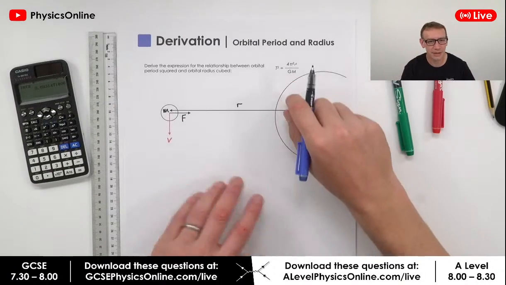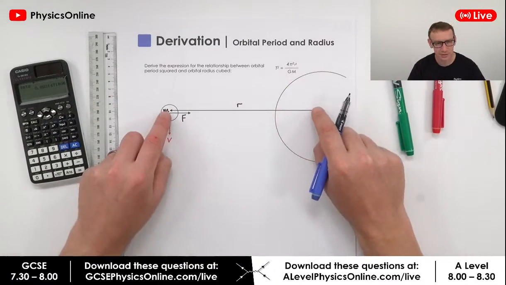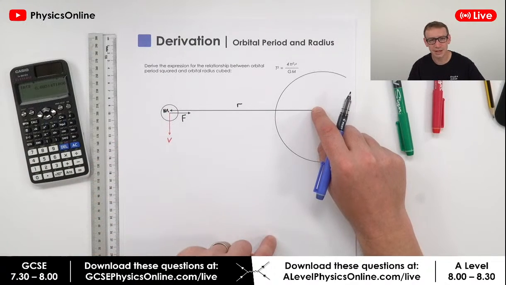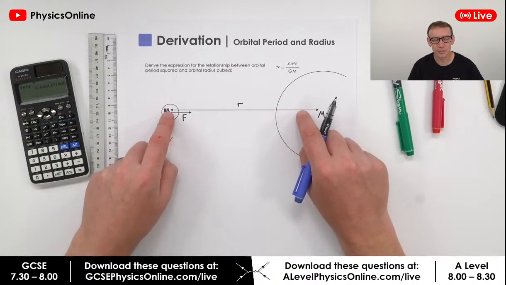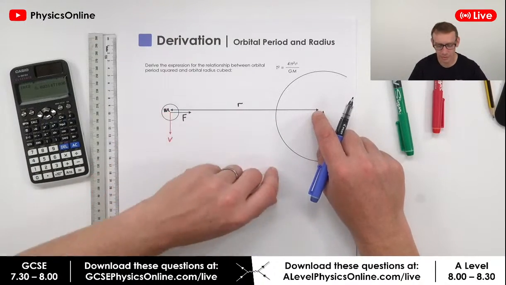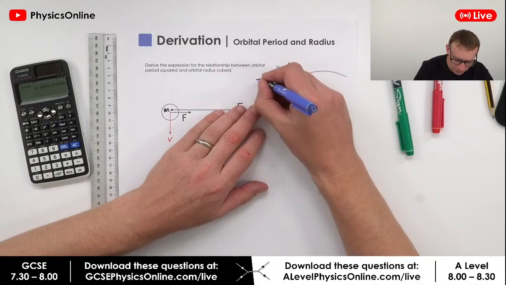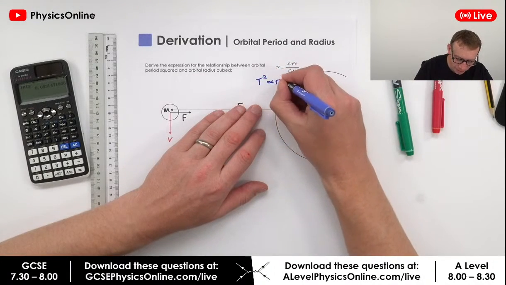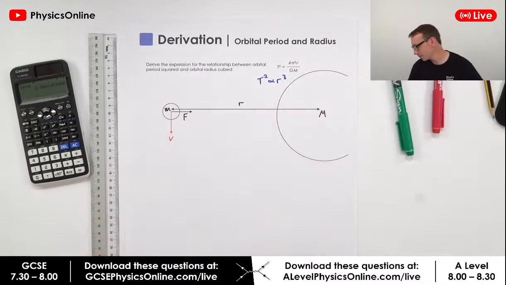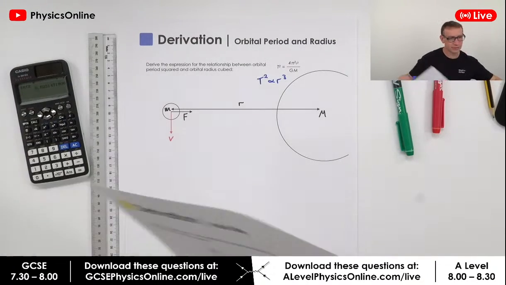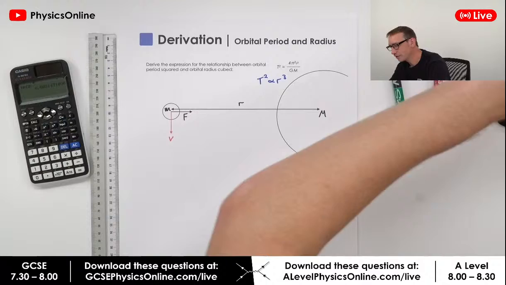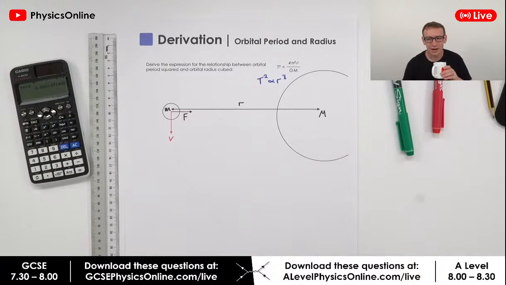The next one then, we're going to do something which I think is a nice one. This is about the relationship between the orbital period, which is T, and the radius that a smaller object is orbiting a larger body. And sometimes we just want to show really that T squared is proportional to r cubed. Sometimes known as Kepler's third law.